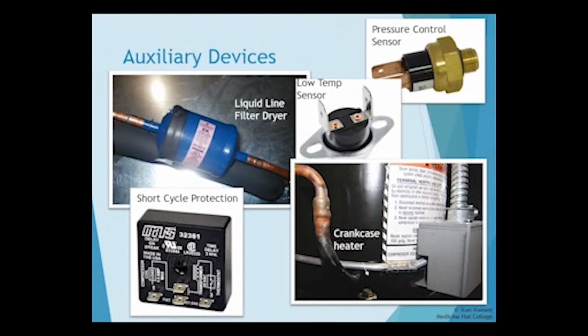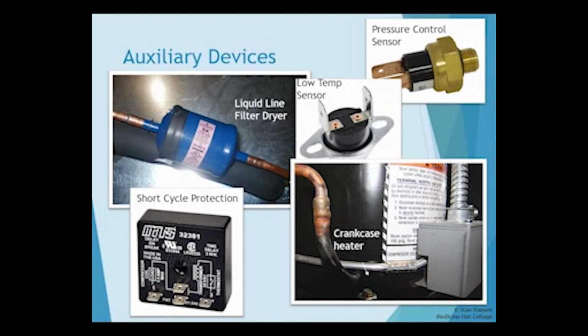Next, we have some auxiliary devices that are also found on typical air conditioning units. We have the filter dryer, which is a combined unit that removes small particles and also removes any unwanted moisture. Next, we have a pressure control, which is a high pressure sensor connected to the discharge side of the compressor and a low pressure sensor connected to the input side of the compressor. We also have an internal temperature sensor, which is a high temperature sensor that will shut down the system if the compressor overheats, and we have a low temperature sensor.